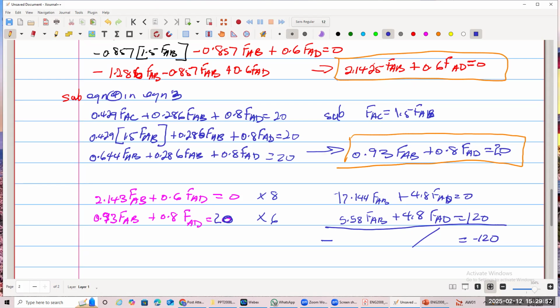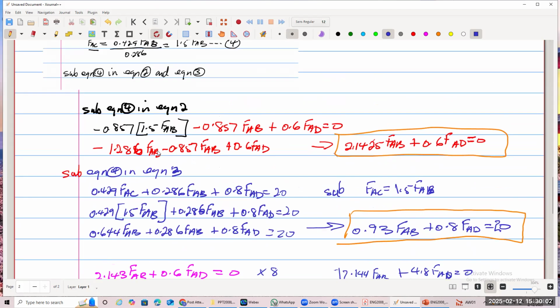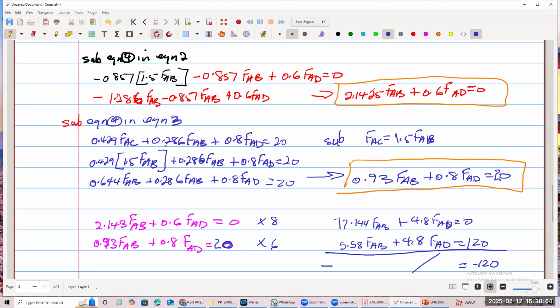For equation 2, did we leave out any of the signs? Which one is supposed to be negative, the minus? The top one, the negative 2.143. I left out a minus sign somewhere. Yeah, negative 2.143. Okay, because I'm looking, yeah, this is minus. All right, thank you.